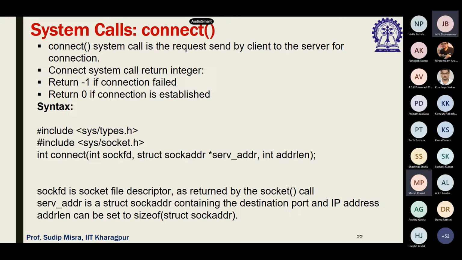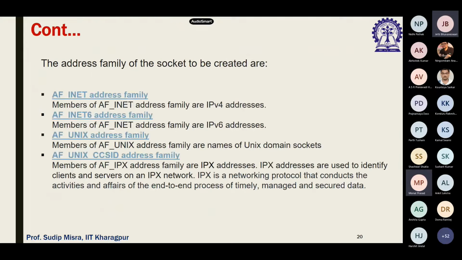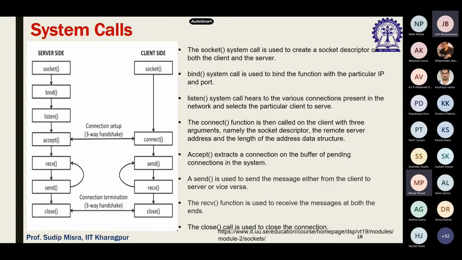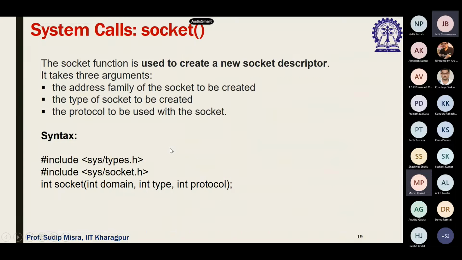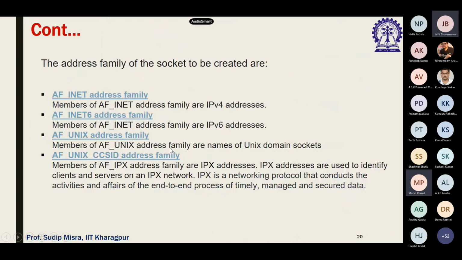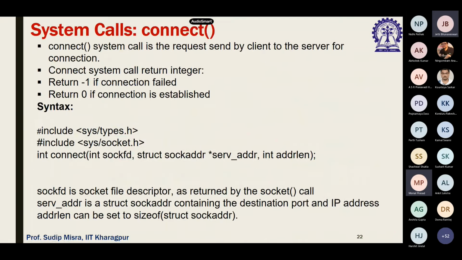Next comes the connect. Remember this thing, this is a very important diagram. Socket, bind, and listen is there. Listen also I will tell you shortly. Then connect is used over here, by the client. So let us try to understand this connect. This connect call is the request that is sent by the client to the server for connection. Connect is for connection.